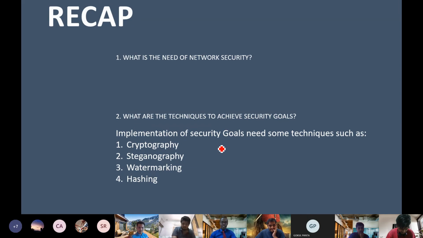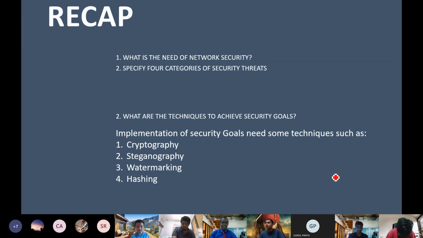Next, Biswajit. What is the need of network security? Biswajit, what is the need of network security? Go fast. To protect the data, sir. Excellent. Good.